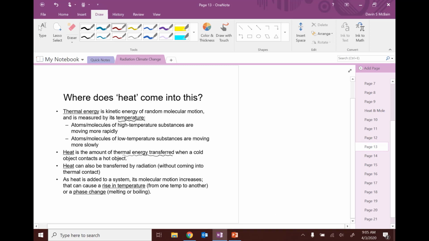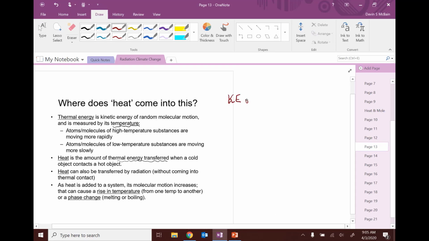So we talked about the fact that thermal energy is actually the kinetic energy of molecules, and that is measured by temperature. If those molecules are right next to each other, like here's one carbon dioxide, here's another carbon dioxide, here's another carbon dioxide.